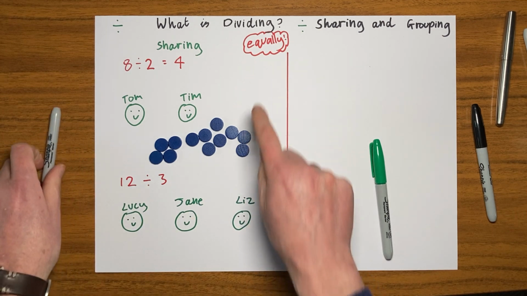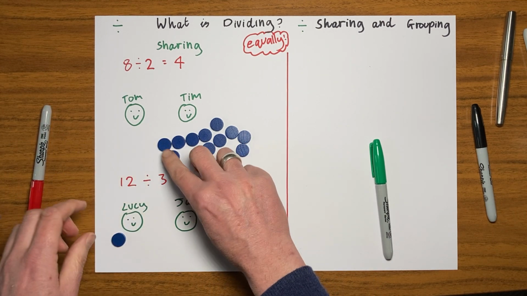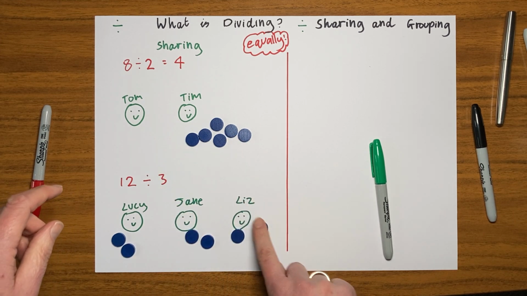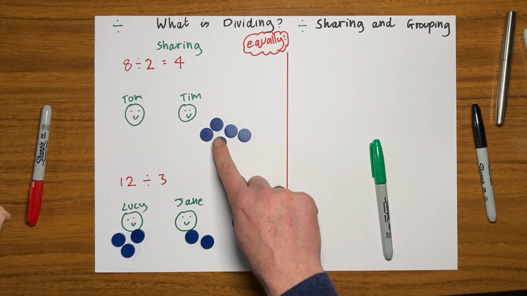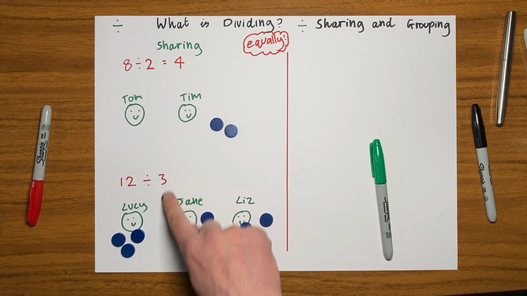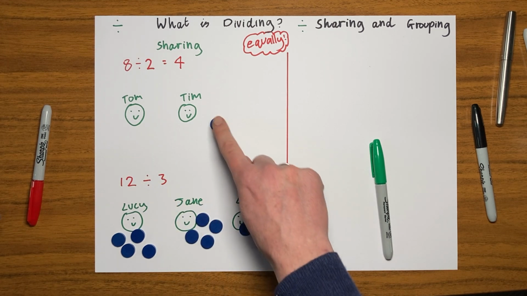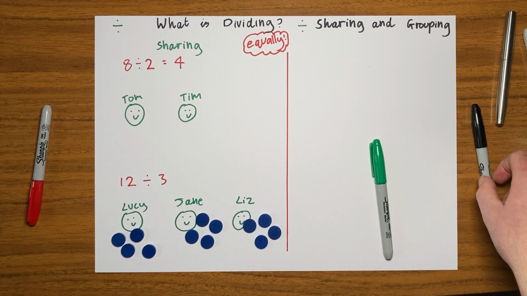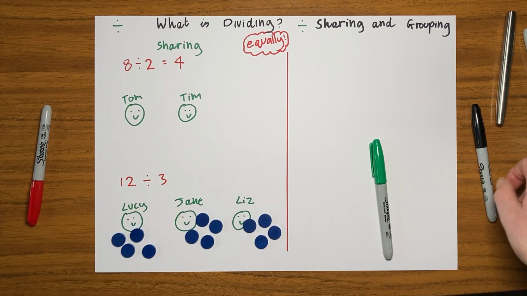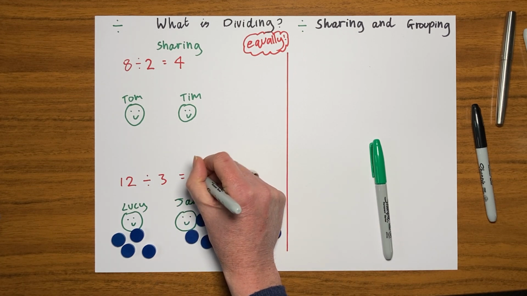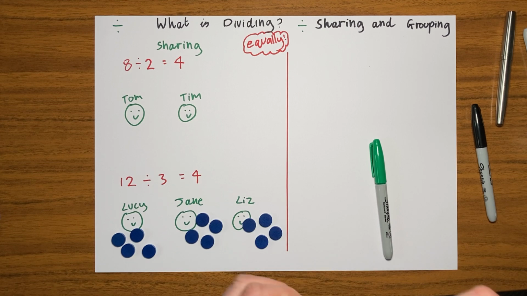And again, they must be shared equally. So here we get 1 for Lucy, 1 for Jane, 1 for Liz, 1 for Lucy, 1 for Jane, and 1 for Liz. Now we're going to look and see how many they each got. Well, they've each got 1, 2, 3, 4. So if I have 12 and I share it between 3 people, they will each get 4. So that's what sharing is.